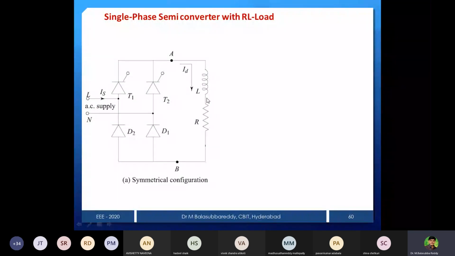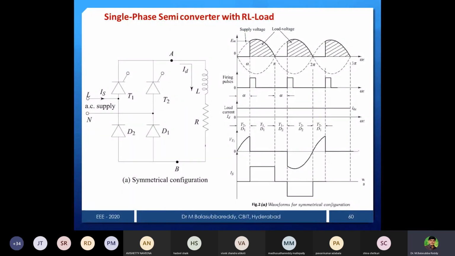And now for the RL load, what are the RL load waveforms? You can notice that after pi you are not getting a negative voltage, whereas in the case of the full controller we are getting a negative voltage. But now we are not getting a negative voltage even after pi. The reason is very straightforward, because of the lower group diodes. Now we can start to observe keenly.